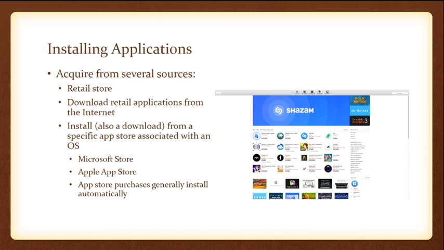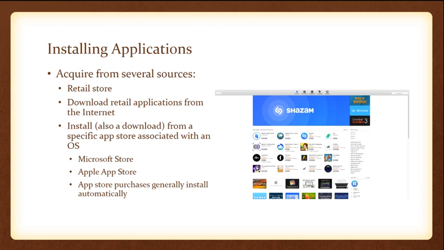Installing new applications. Obviously, from time to time, we do want new applications on our computer or on our mobile device or on our phone. One way you can do it is you can acquire it from several different sources. You can literally go to a retail store that offers software and applications, and buy it. You would then have to bring it home and probably enter a code or put in an installation CD or something like that. You can download retail applications from the internet. You can do it from a certain website, purchase it through them and download it from there. You can also install from a specific app store associated with an OS.